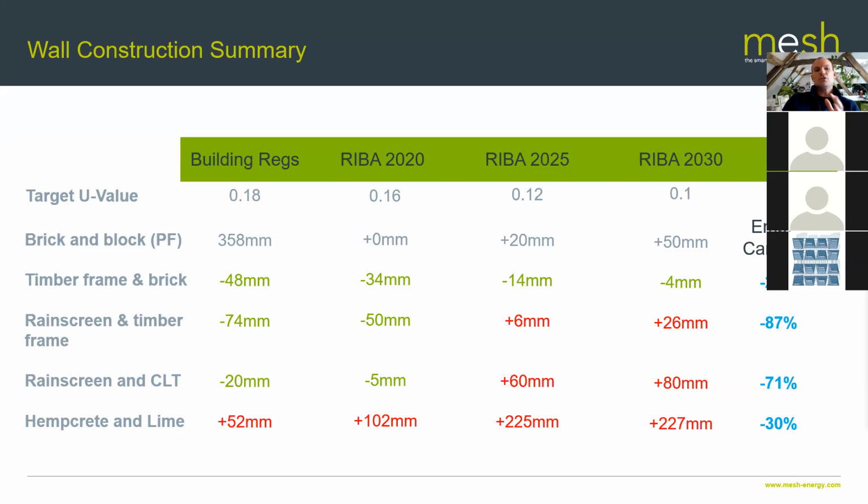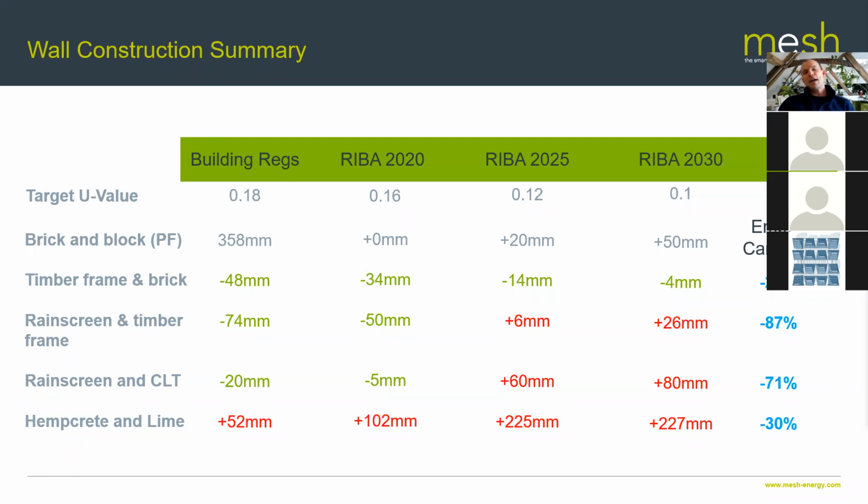And you can see here that using timber frame, a lot of people would gravitate to timber construction as a way of reducing embodied carbon. So timber frame and masonry has come down by about 28%. So there's an embodied carbon saving there. Rain screen and timber frame construction is a whopping 85, 87% reduced, which is a big win there. When you look at CLT and a rain screen, it's slightly less impressive, but still a reasonable 70% reduction.